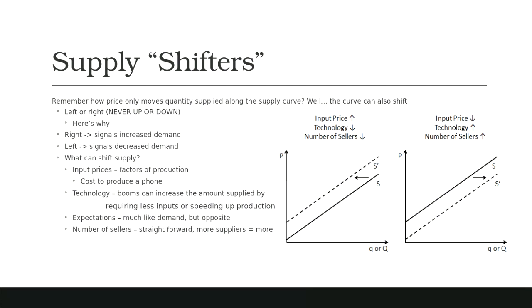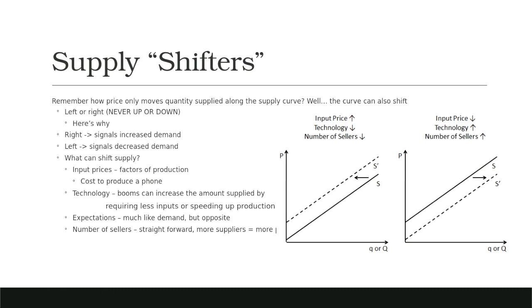So what changes this? A few things. We have input prices, which are the factors of production, the cost to produce a phone. Basically, if the input prices go up, and you can see this up here on the left-hand graph, the supply shifts leftward. Basically, it becomes more expensive to produce an item, and therefore fewer people are in that market to produce.